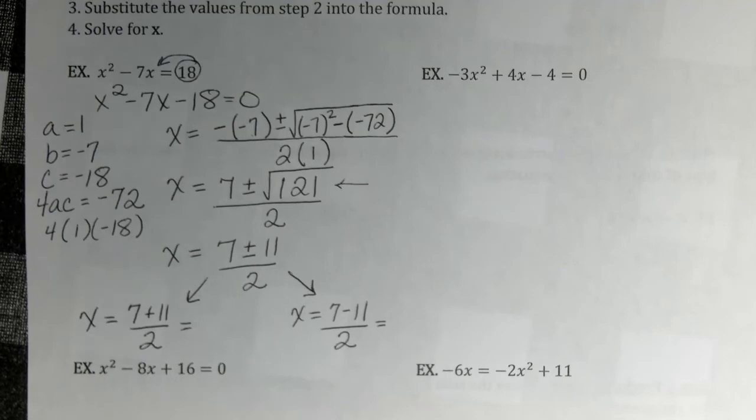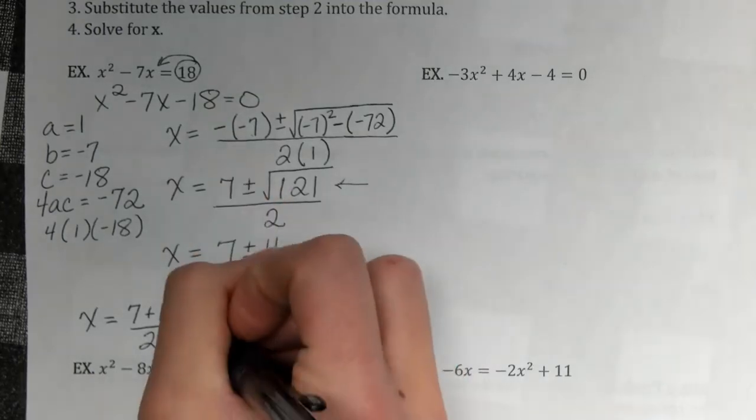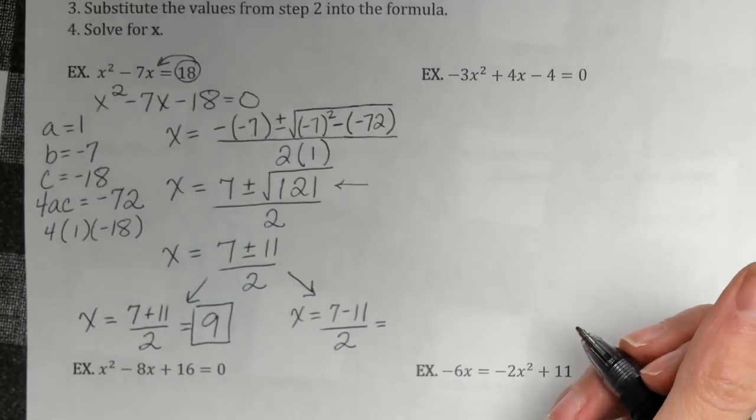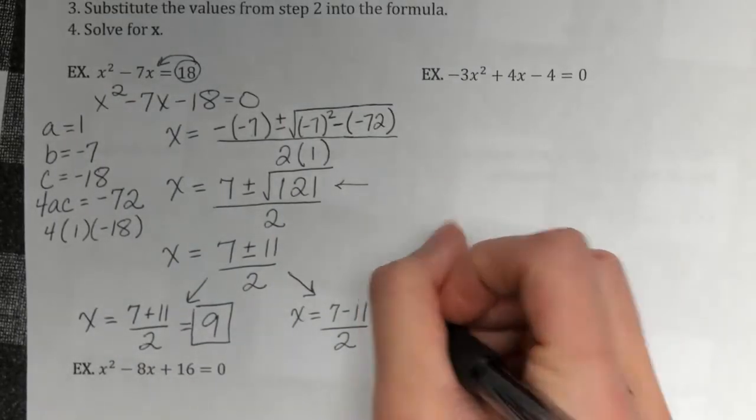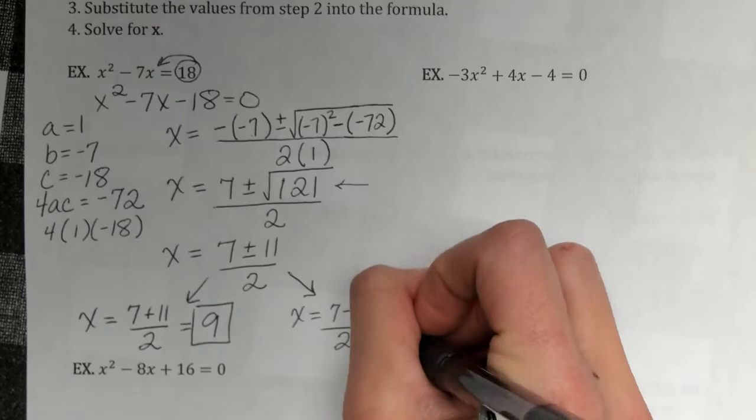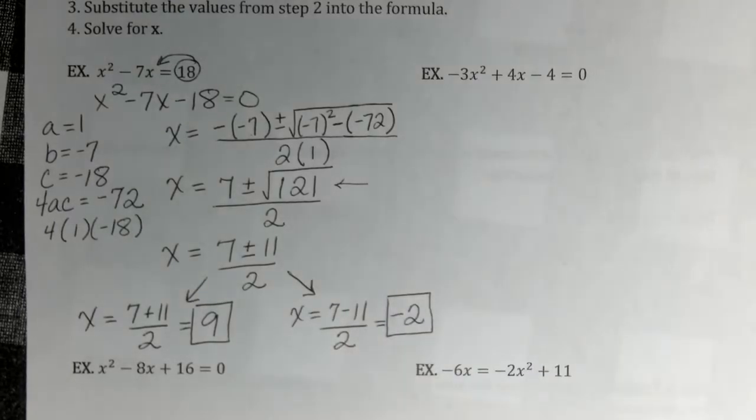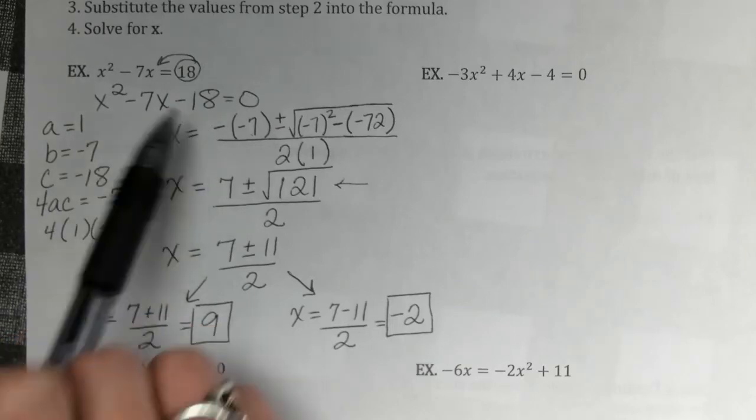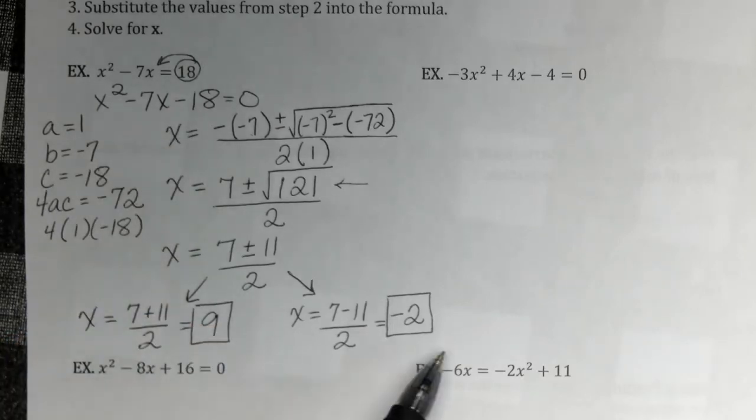Alright, so 7 plus 11 is 18. 18 divided by 2 is 9. 7 minus 11, negative 4 divided by 2 is negative 2. So those are my two x values. Those are my two solutions. What do they represent? The x-intercepts. If I were to graph x squared minus 7x minus 18, it would cross at x equals 9 and x equals negative 2 for your x-intercepts.